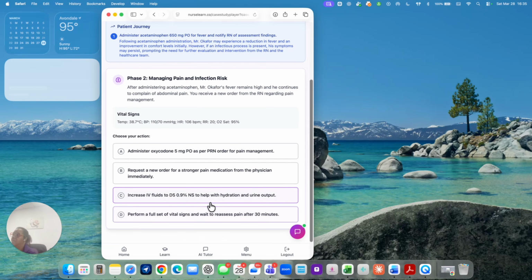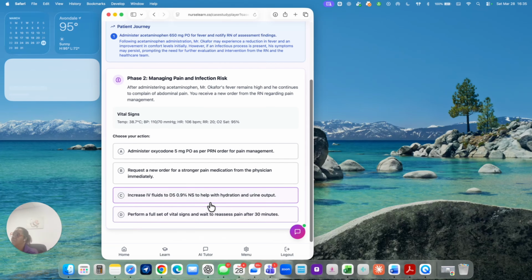85%. But you did well. You correctly identified the need for pain management as Mr. Okafar's abdominal pain increased. Administering oxycodone as prescribed reflects appropriate knowledge of pain control protocols for post-op patients. Rationale: post-op patients experience pain. Managing effectively can promote comfort and aid in recovery.